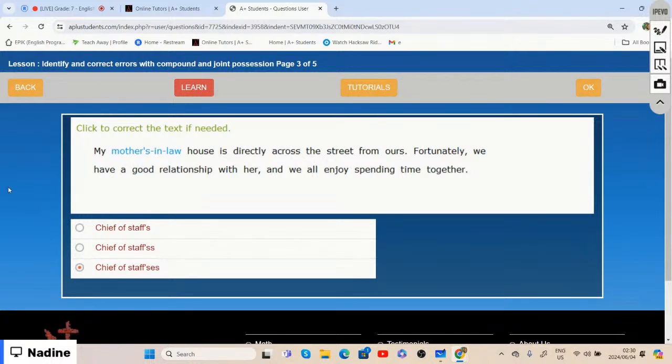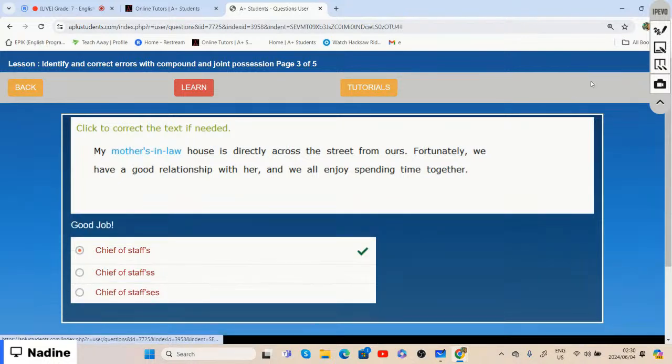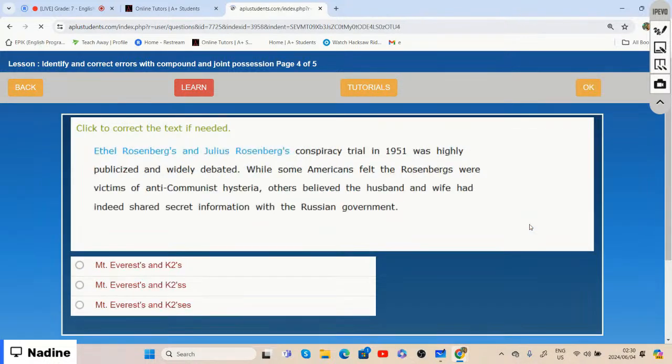I think they put the wrong one here. So chief steps. All right. Yeah, they're giving us again Ethel Rosenbergs and Julius Rosenbergs.